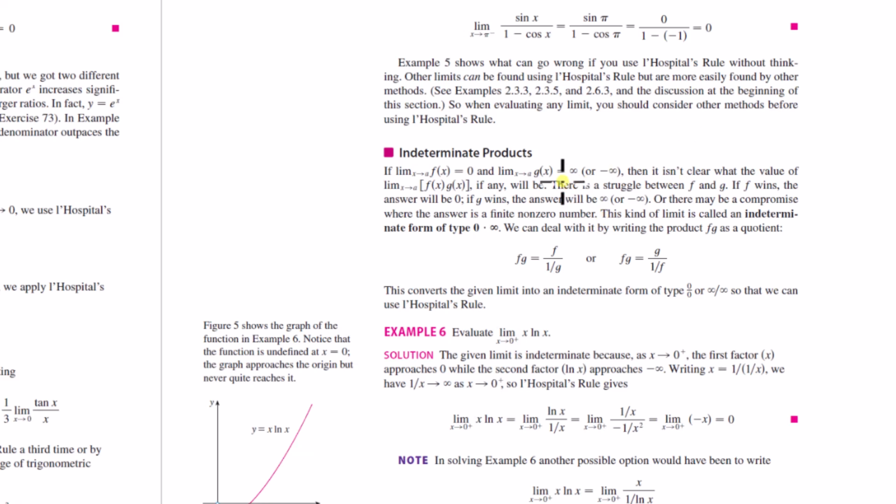Indeterminate products. So if the limit as x approaches a of f of x is equal to 0, and note that this a is universal. The limit as x approaches a could be anything: a one-sided limit, an infinite limit, whatever. If the limit as x approaches a of f of x is equal to 0, and the limit as x approaches a of g of x is equal to infinity or negative infinity, then it isn't clear what the value of the limit as x approaches a of f of x times g of x, if any, will be.